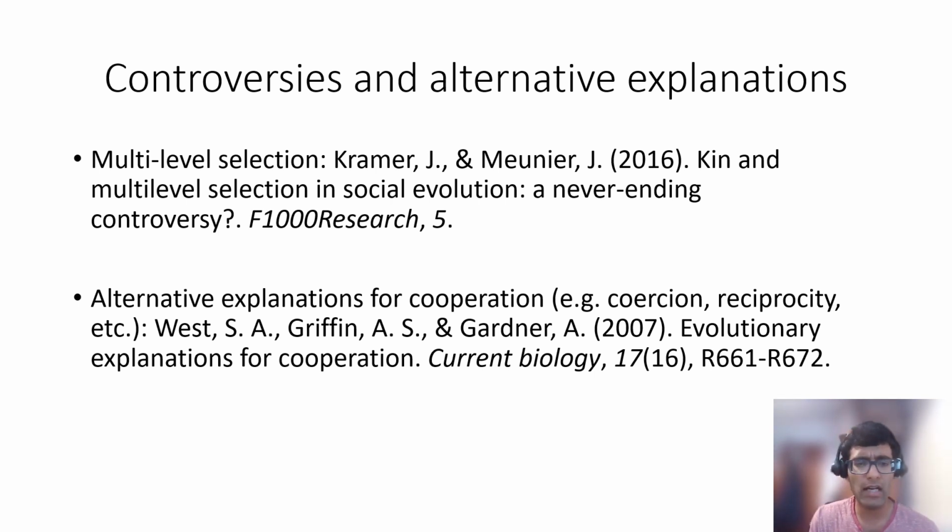And less of a controversy, but more just other explanations for cooperation, as I mentioned in one of my early slides, there are all of these other explanations like coercion, reciprocity, shared interests, and so on. And there's a lovely paper by West, Griffin, and Gardner on that in Current Biology called Evolutionary Explanations for Cooperation. So I'd also recommend having a look at that if you get time.